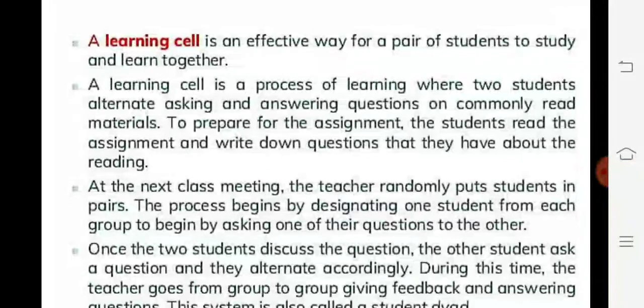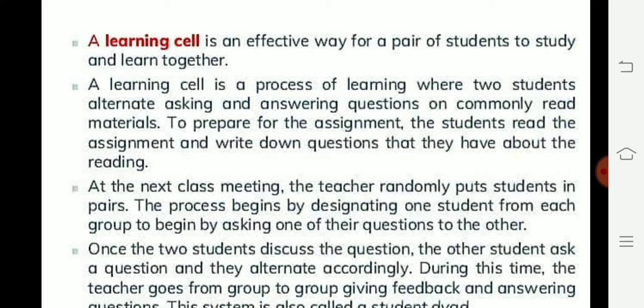A learning cell is an effective way for a pair of students to study and learn together. A learning cell is a process of learning where two students alternate asking and answering questions on commonly read materials. To prepare for the assignment, the students read the assignment and write down questions that they have doubts about the reading. At the next class meeting, the teacher randomly puts students in pairs.